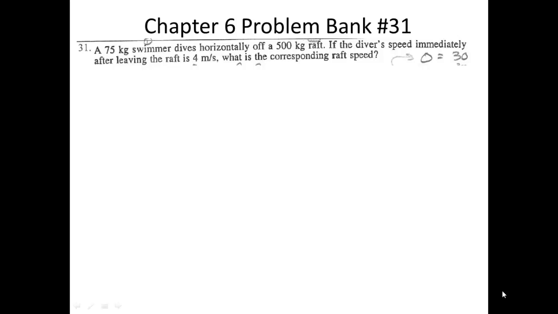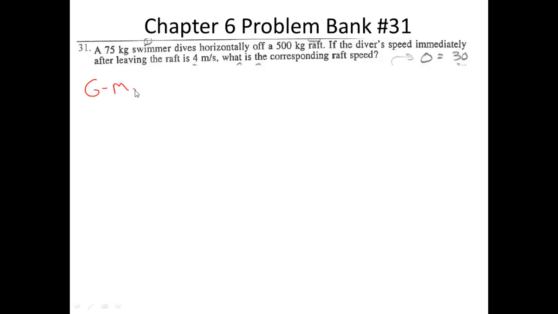Now we call this an explosion because we have a swimmer and a raft that are initially connected, or one mass, and then after the occurrence takes place, they are two separate masses. So we start off with what is given.